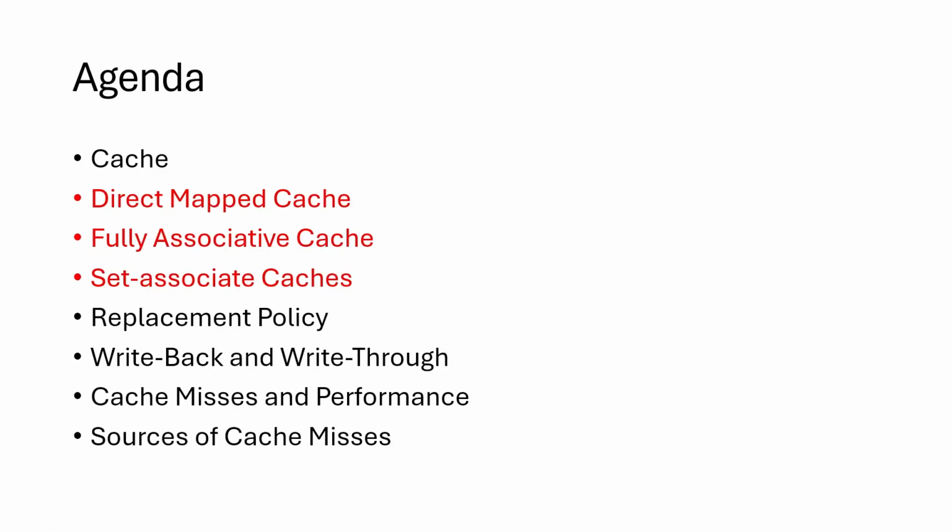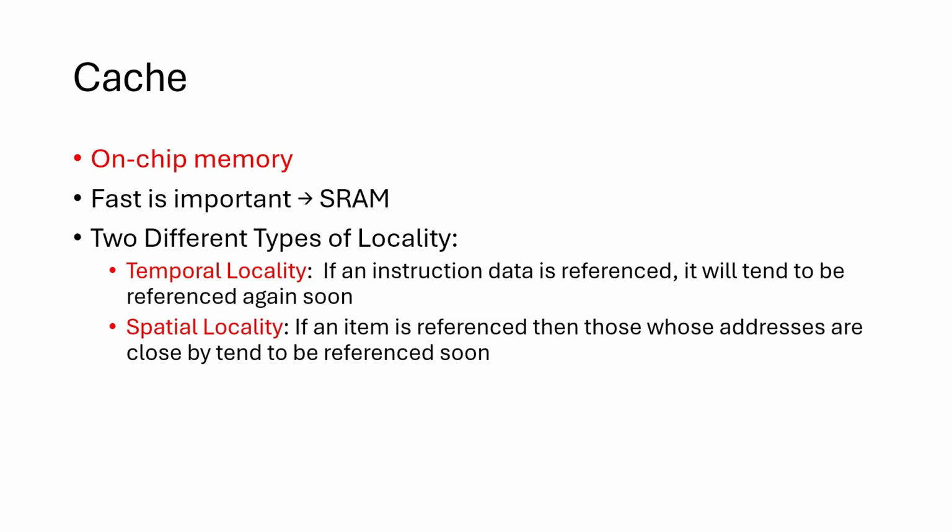We're going to start with what a cache is, and three main ways that can help the cache connect with the address. The first one is direct mapped cache and fully associative cache, and the last one is set associative cache. And we're going to introduce the replacement policy, how to write the data into the cache, and the performance, and the last one is the source of cache miss. So let's start with the cache.